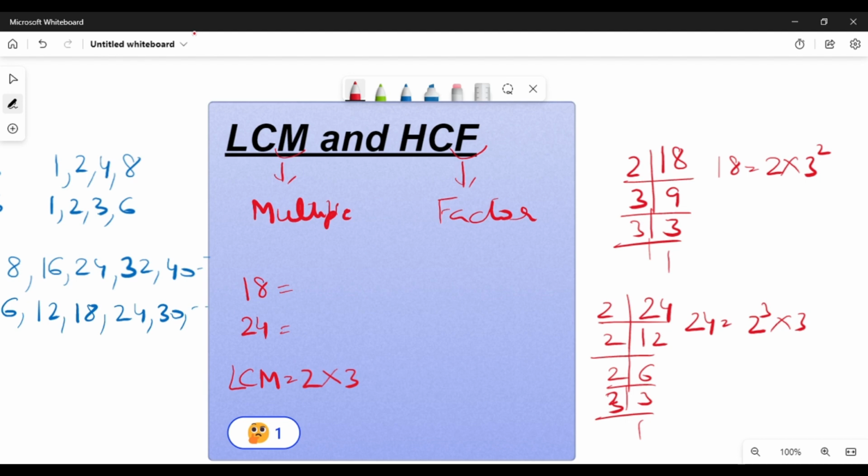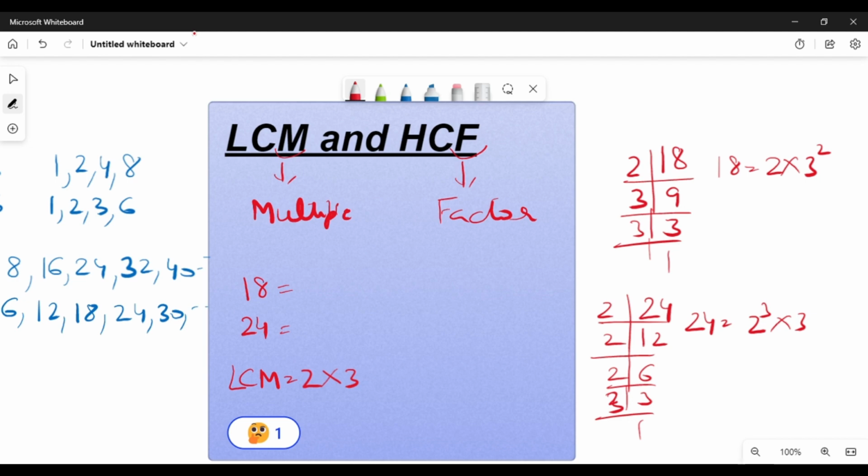Then as the name suggests, LCM, least common multiple. Multiple has a relation with being bigger than the number for which you are writing the multiples. So it means LCM is bigger.